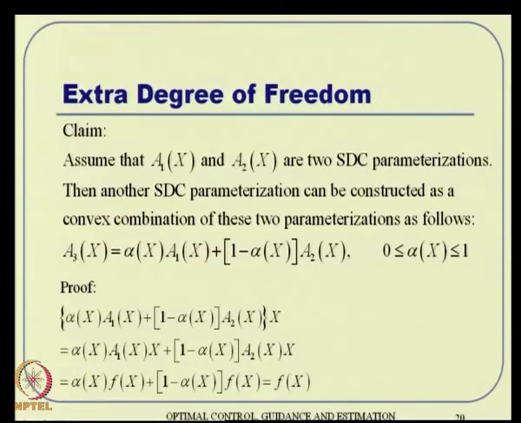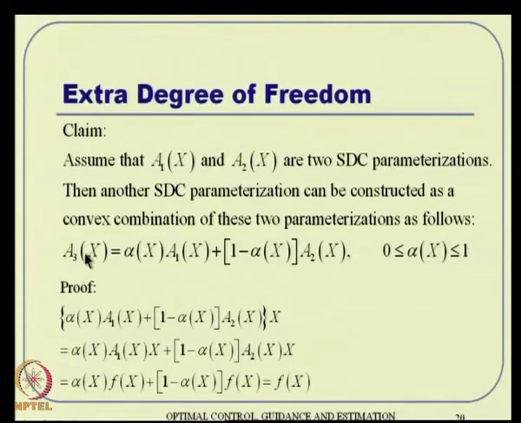Now, coming to the concept I was talking about, something called extra degree of freedom. Remember, SDC formulation or SDC parameterization is not a unique parameterization. That means somebody can come up with an A1 and somebody else can come up with an A2 parameterization. Now, can I not formulate an A3, because I already know A1 and A2? This is something called a convex combination of A1 and A2. So I construct an A3 of x, which is alpha times A1 plus (1 minus alpha) times A2, where alpha itself can be a function of x also. Then A3 will also work.